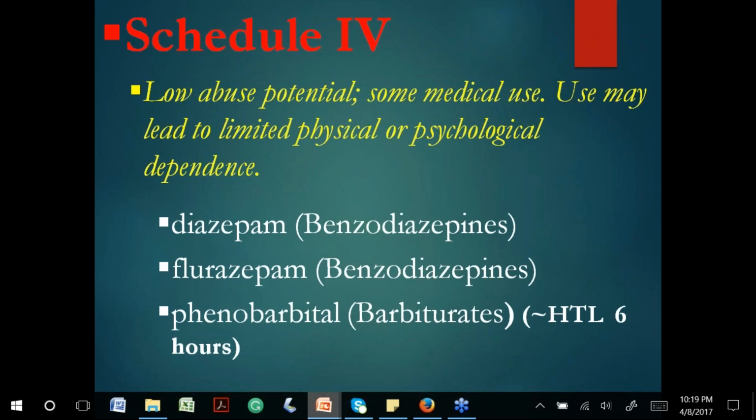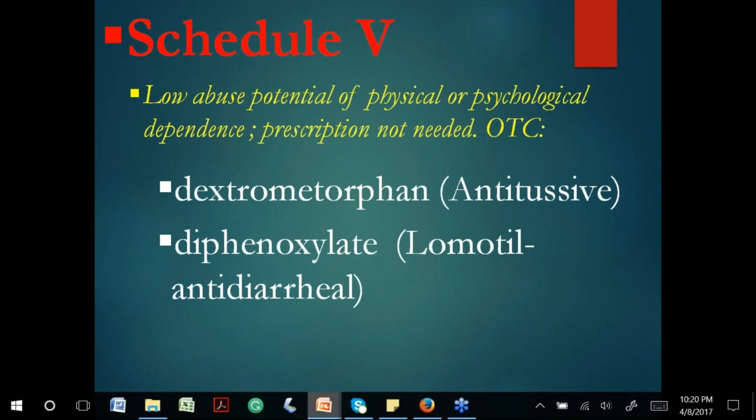Number 4, we have diazepam, which is a benzodiazepine. So, low abuse potential. They have medical use, and they can have refills according to the doctor's order, probably more than 5 in 6 months. Schedule 5, we have dextromethorphan, which is OTC, all the OTC. Low abuse potential, physical and psychological. Remember, schedule is based on which medication can produce addiction: the highest addiction is 1, and the OTC, with no or very low addiction, is 5.